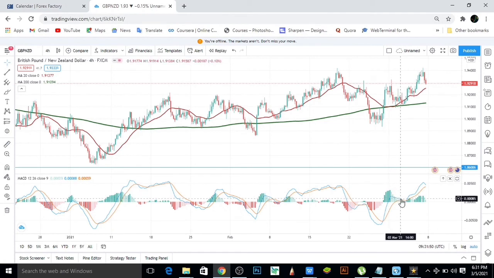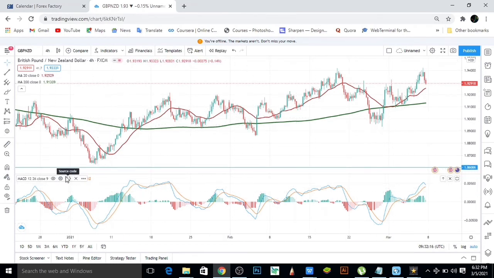So a cross happens here above the orange line. At this point, you see this candle, you buy. If you had bought here, price will have kept going up, and you will have made quite a number of pips. So that is how to use the MACD.